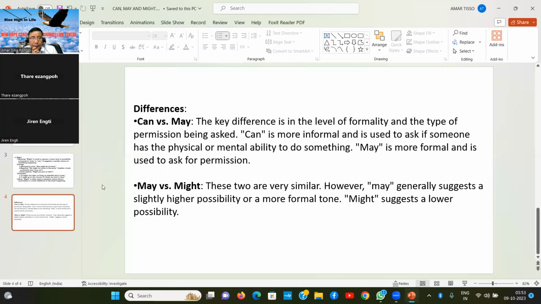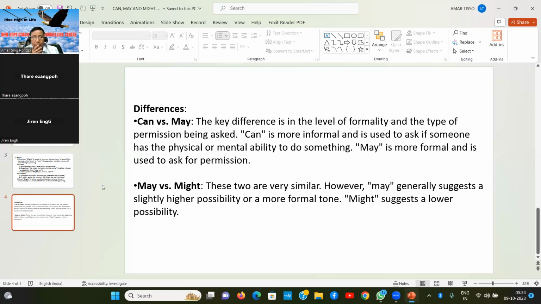And may and might, these two are very similar. Very similar. May generally suggests a slightly higher possibility. We'll be using may. However, may generally suggests a slightly higher possibility or a more formal tone.